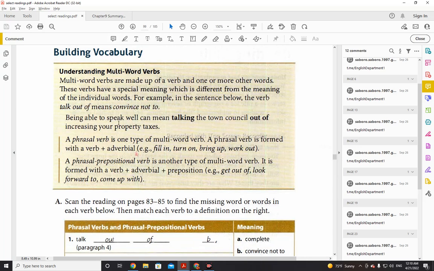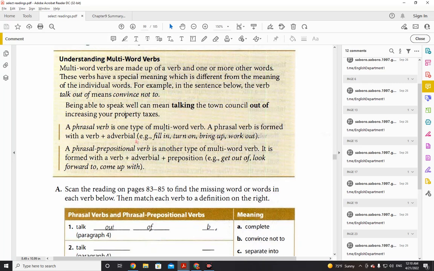زين اكو عكسها مصطفى اللي هي someone into doing something. Exactly, that's the opposite of it. Okay, so talking someone out of something and talking someone into something. Okay? So إقناع يعني. Yeah, exactly. To talk someone into something means to convince them. To talk someone out of something, it means the exact opposite. Trying to convince them not to. Being able to speak well can mean talking the town council out of increasing your property taxes. That's an example of talking somebody out of something.